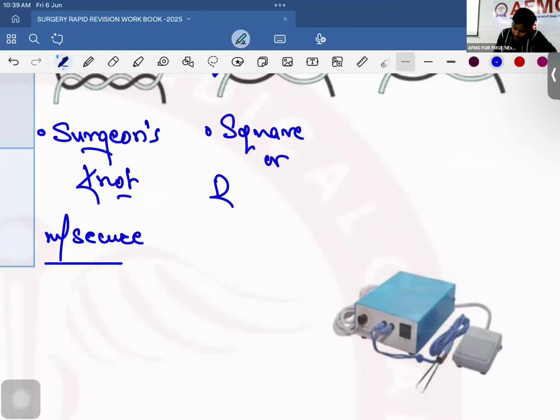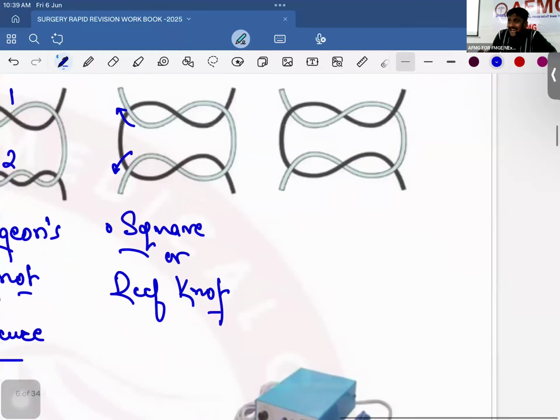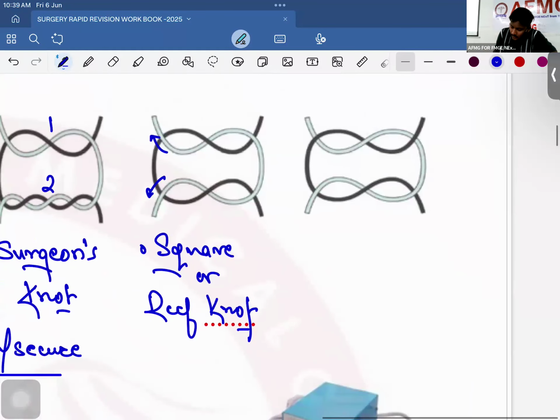So this is a square or a reef knot where there is no crossing done. The last one that you are able to see, beta, this one is a granny's knot. Why is it a granny's knot?